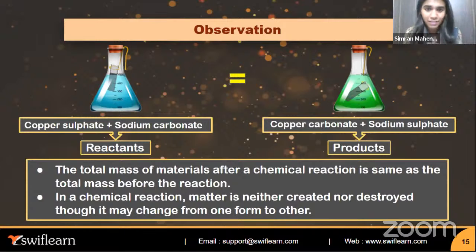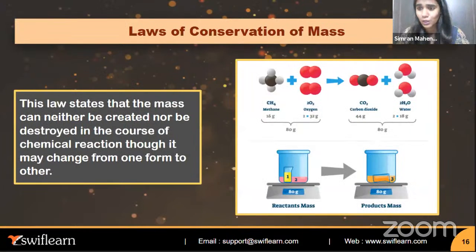So with this observation, we can come to a conclusion that mass remains the same in the reactant as well as the product. The mass remains the same. So based on this observation, Antoine L. Lavoisier stated a law which is called the law of conservation of mass. And what does this law state? It states that mass can neither be created nor be destroyed in the course of a chemical reaction, though it may change from one form to another.